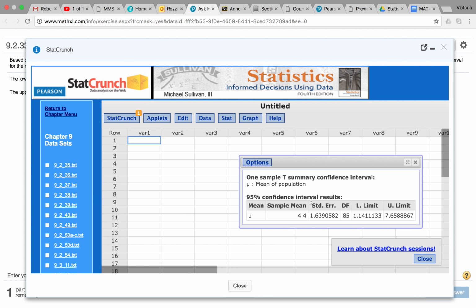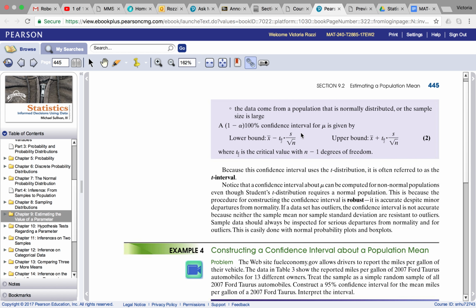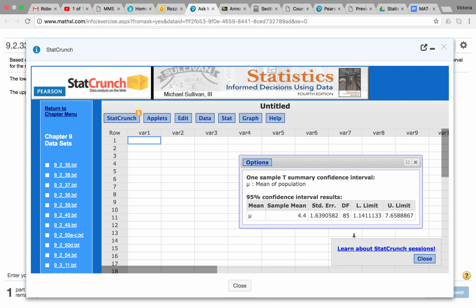We have our standard error. Now remember, if I go back to the text, that would be this value here, right? So this t value times s over the square root of n would be our standard error, and it's giving us that there. Sometimes they call it margin of error, right? So that's that value there. And they've actually even calculated the lower limit and upper limit for us. They've taken the sample mean, subtracted the standard error for the lower limit, and added the standard error for the upper limit.